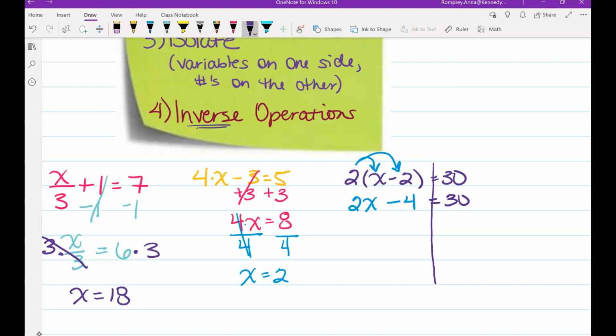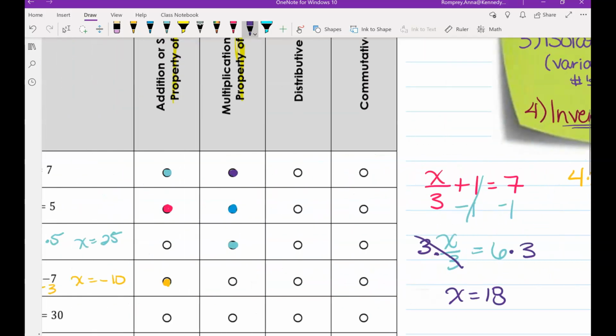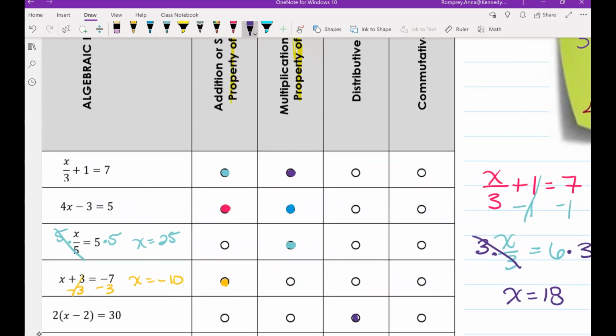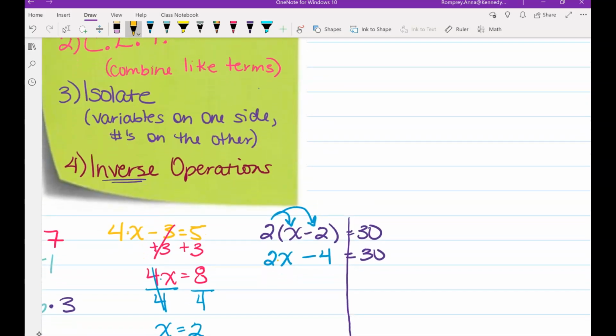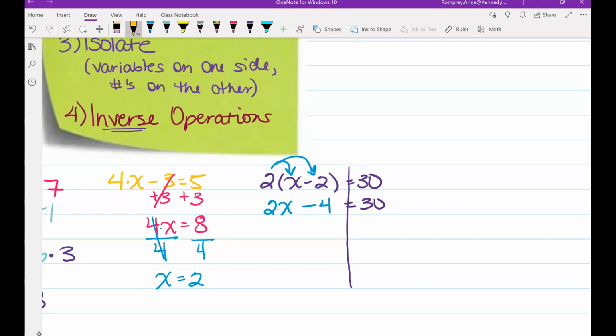Now when we look at this, what do we have going on? Oh wait, I don't want to forget, so I'm going to come over here and mark off distributive. Oh, I did that in blue. Distributive property. Okay, now I'm going to come back over. So we have 2x, or 2, what's that operation again? 2 times x. So 2 times x minus 4 equals 30. Okay, so let's isolate that variable because there are no terms to combine. 2x and negative 4, those are not like terms. So we're just going to isolate x.